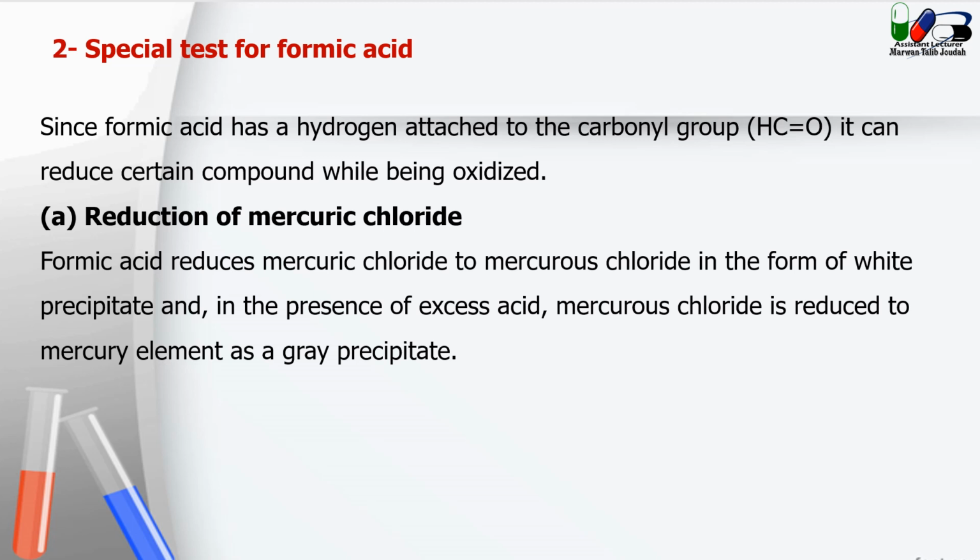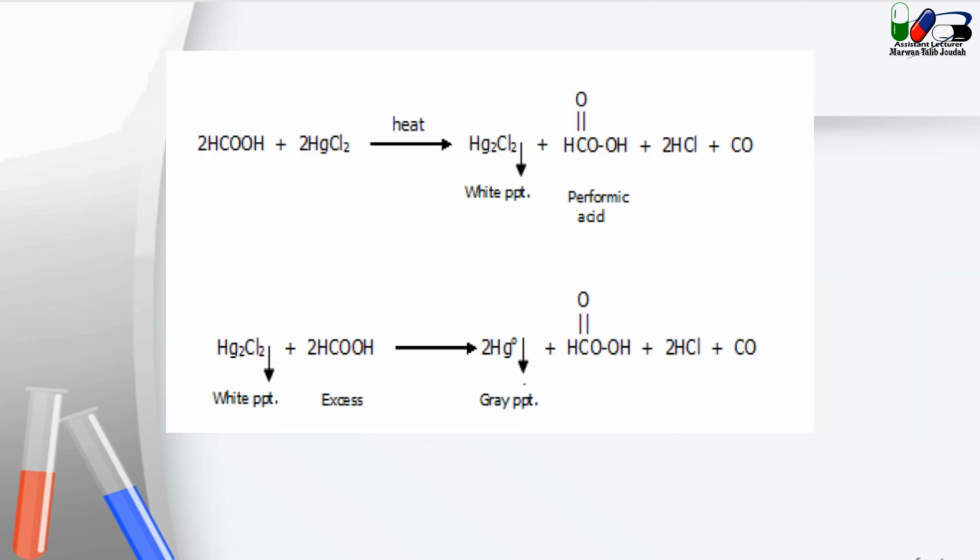The second special test for formic acid. First of all, we have reduction of mercuric chloride. So formic acid reduces mercuric chloride, HgCl2, to mercurous chloride in the form of a white precipitate, and in the presence of excess acid, mercurous chloride is reduced to elemental mercury as a gray precipitate.